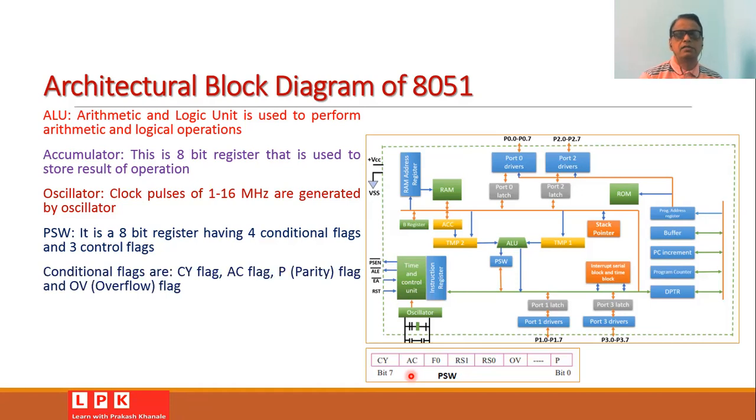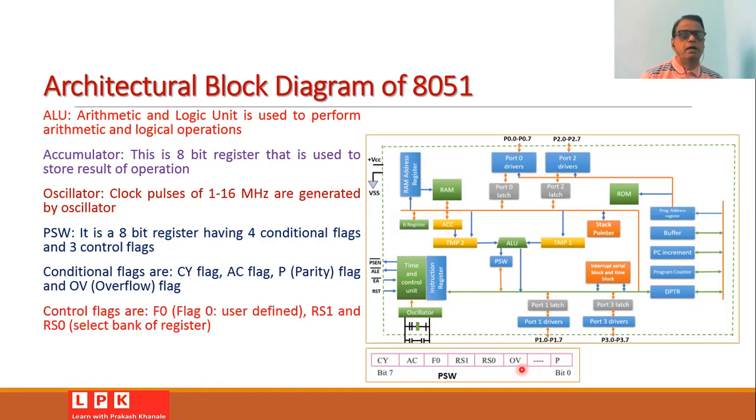The conditional flags used in the PSW are the carry flag, auxiliary carry flag, parity flag, and the overflow flag, OV. And the control flags are F0, which is called flag 0, normally a user-defined flag, and the flags RS1 and RS0, which are used to select the bank of the register.